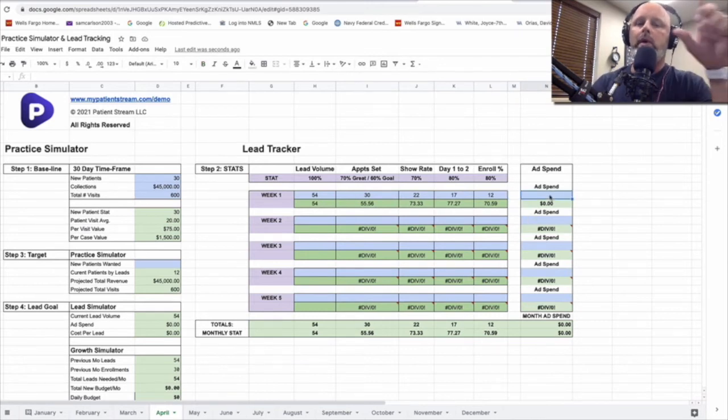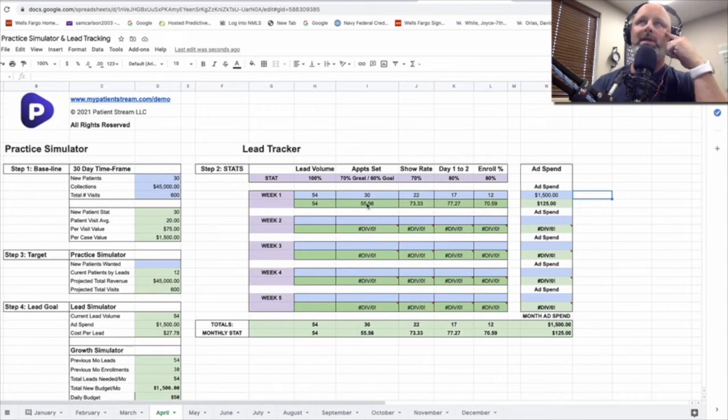Now, there is one more thing we want to do before we finish our lead tracker, and that is how much we spent on that particular lead volume. So we're going to say, just to throw some numbers out there, $1,500 in that month. All right. So let's go back and let's see what data PatientStream gave us.